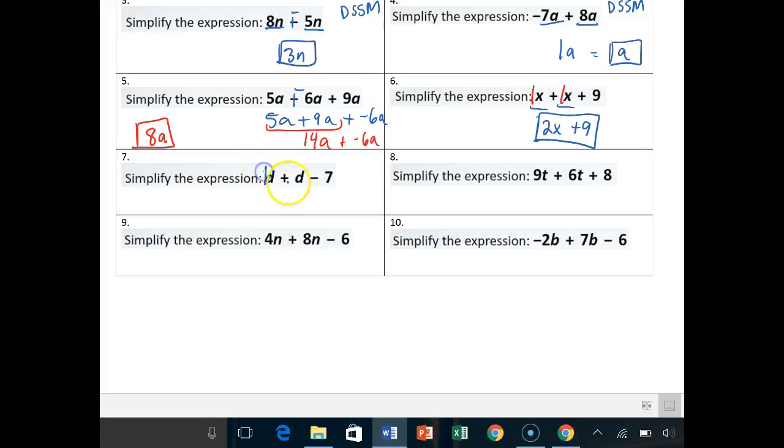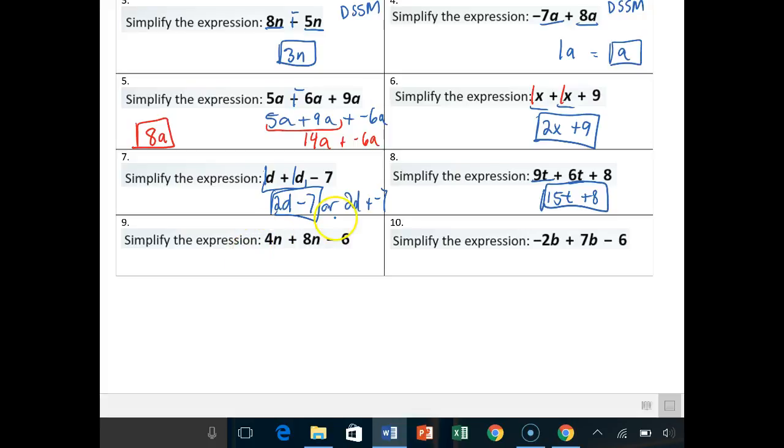Number 7, 1d and 1d. Again, you can add those together. They are like terms. So you can get 2d minus 7, or you could write it as 2d plus negative 7. Either way, BuzzMath will accept. Okay. Number 8, we have 9t and 6t. Those are like terms to get 15t, and then the constant, you just tack on to the end. That is not a like term, 15t plus 8.